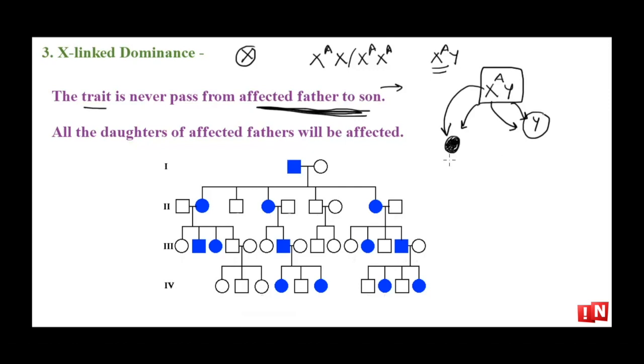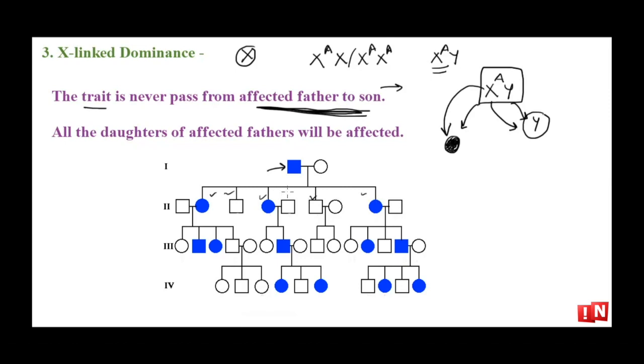So a very peculiar character of X-linked dominant is that the sons are not going to be affected. An affected father's sons are not going to be affected, but all the daughters of an affected father would be affected. Look at this particular pedigree. There's an affected father over here. He has 1, 2, 3, 4, 5 kids. Out of that, 3 are daughters and 2 are sons. Sons are totally unaffected, but all 3 daughters are affected.